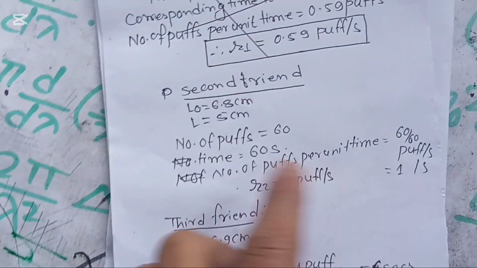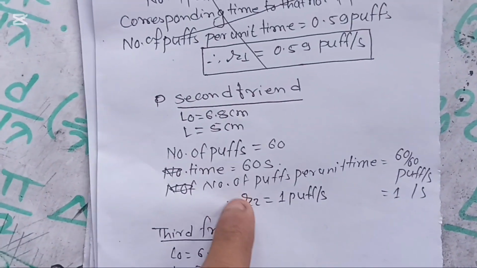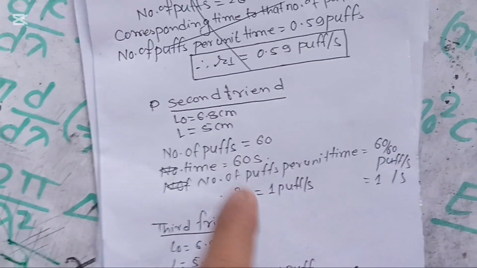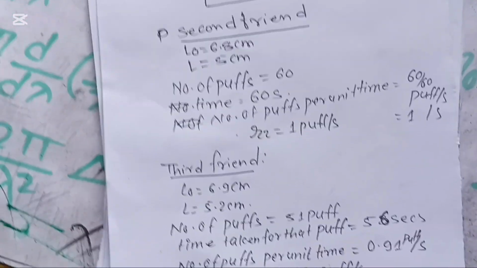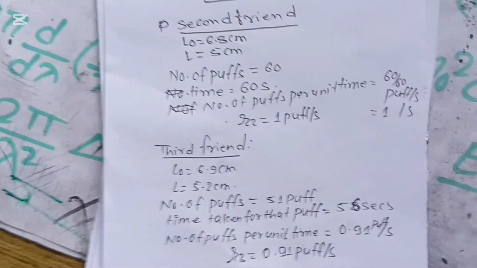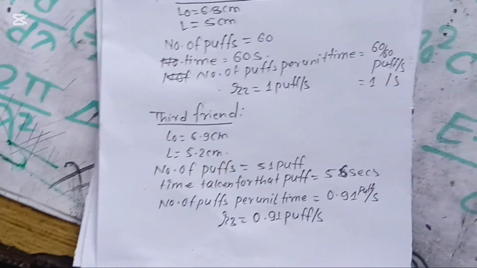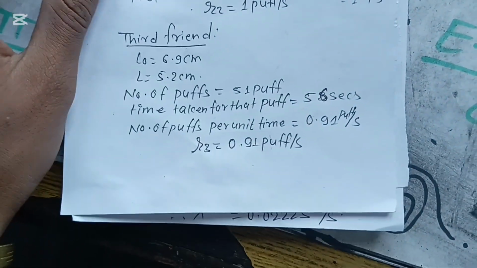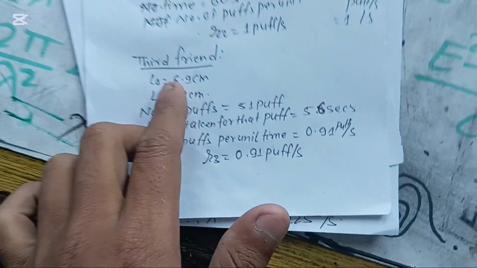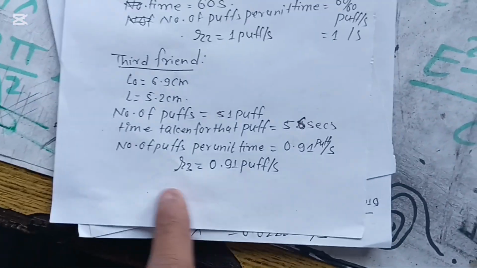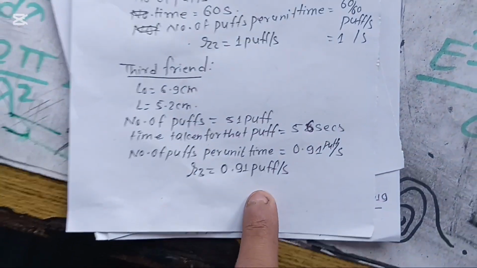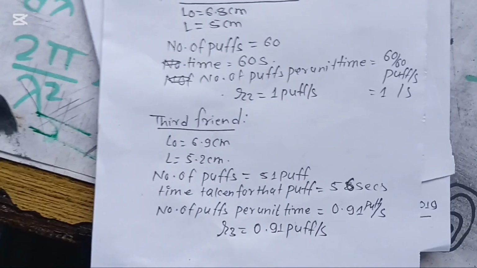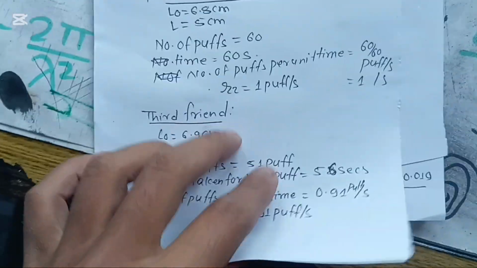And if you had noticed, the number of puffs per unit time is our R. So in terms of R2, I had written for the second person, it is 1 puff per second. So basically my friend is taking 1 puff within a second. You can actually think of it as how fast he is doing all these things. And for the third person, you can see the corresponding length is this much and this much, and the corresponding number of puffs per unit time is 0.91 puffs per second. So up to here, I think the data I had taken is quite good.